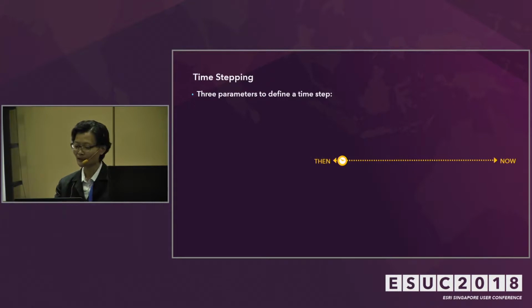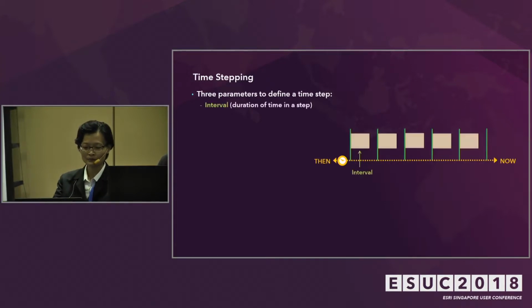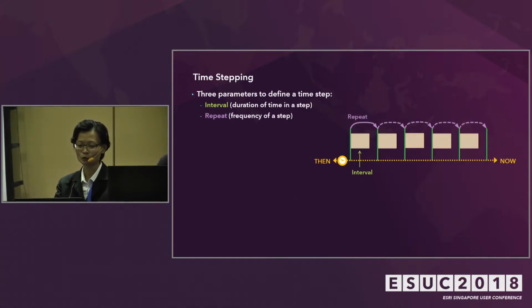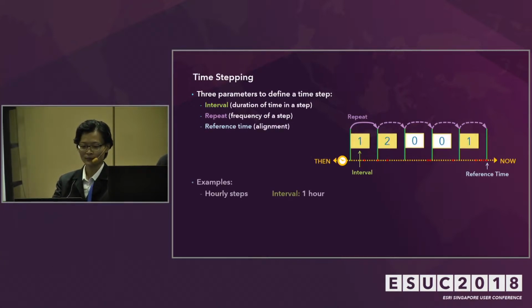Now, the time component itself can be broken down further into different things. You essentially are given 3 additional parameters to define time steps. One is interval. You can define the duration of time that you want. Is it 1 minute, every 1 hour, every 10 hours, etc.? You can also choose to repeat the frequency of the time step. Now, of course, you can set a reference time. So what do I mean by that?